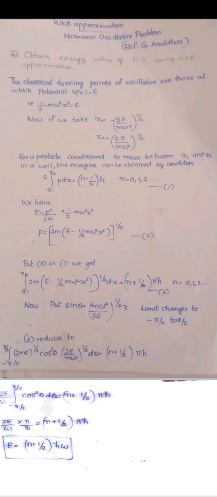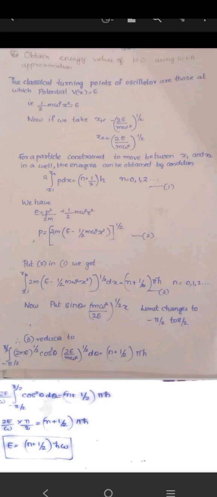We have E is equal to, so what is the formula for E? E contains both the potential and the kinetic energy. So E is equal to P square by 2m plus V of x. Here V of x is equal to 1 by 2 m omega square x square. So E is equal to P square by 2m plus 1 by 2 m omega square x square. So from this we could solve for P. So what is P here? P is equal to (2m (E minus 1 by 2 m omega square x square)) the whole raised to 1 by 2.